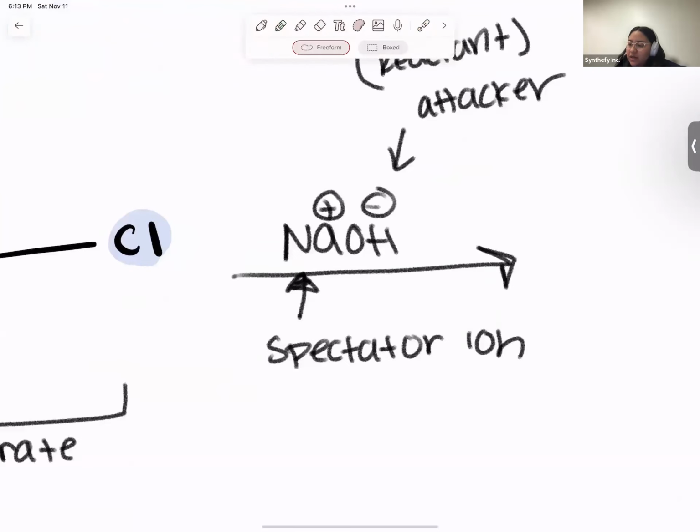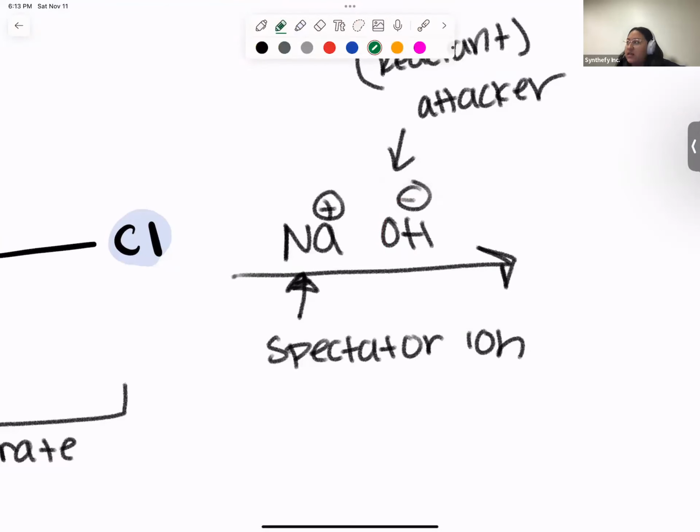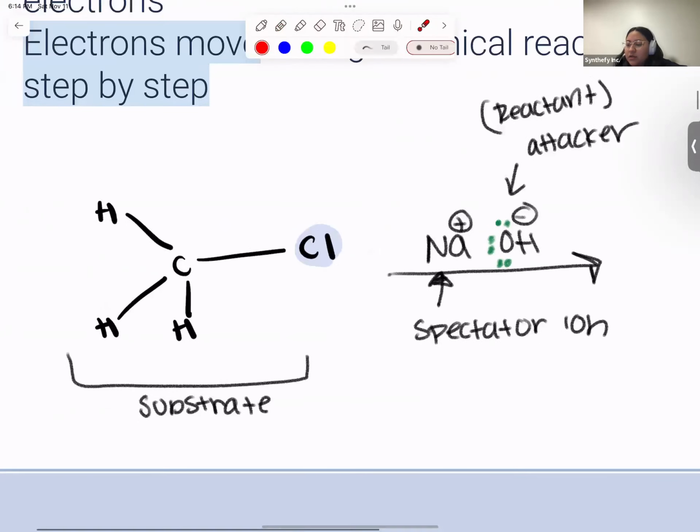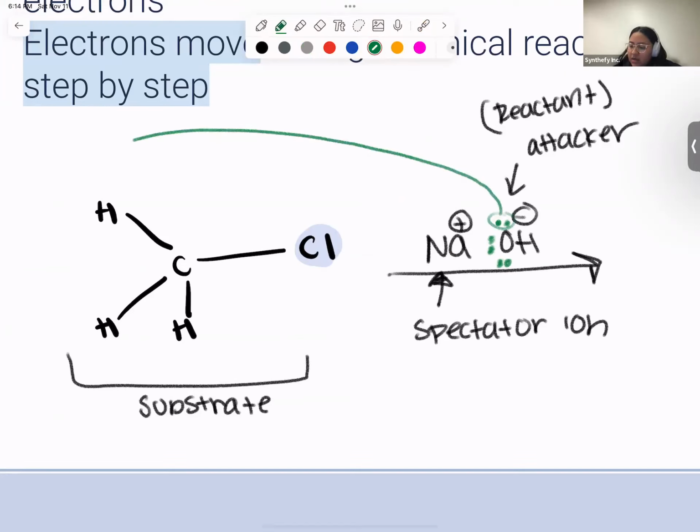We know that the oxygen is negatively charged, the negative isn't on the hydrogen, so we know it has an extra lone pair. Oxygen, when it's neutral, already has two lone pairs. However, when it's negative, it has an extra set of lone pairs. And it's going to use that extra set of lone pairs right here to do the following thing. It's going to take these lone pairs and it's going to attack this carbon.